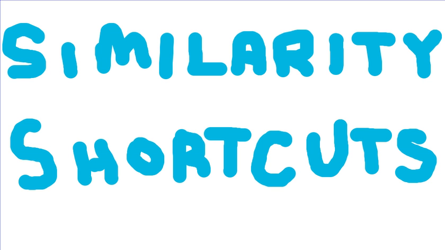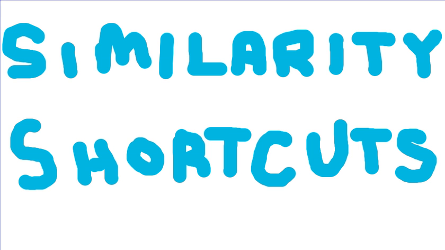Alright class, we are going to continue on with the idea of similarity, and you're going to see that it is very much consistent with what we did when we did congruent triangles. In congruent triangles, we first said you needed all three angles, all three sides to be congruent, and then we found shortcuts for them. Well, now we're going to do the exact same thing with similarity.